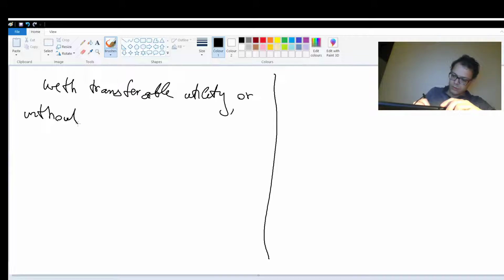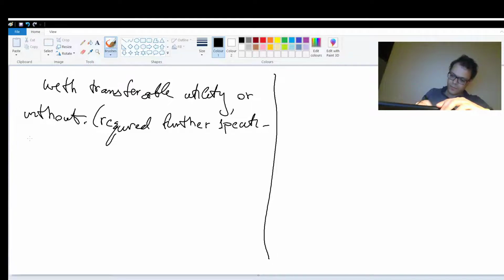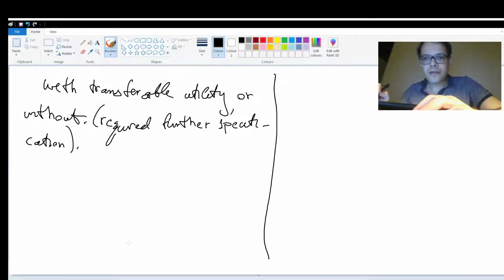Now, without means that you cannot transfer utility arbitrarily, but maybe you can have several options to divide the utility between agents. So without requires further specification. And we are not going to talk about games without transferable utility because it's quite more elaborate, quite hard. Okay, another thing I may have forgotten to tell.